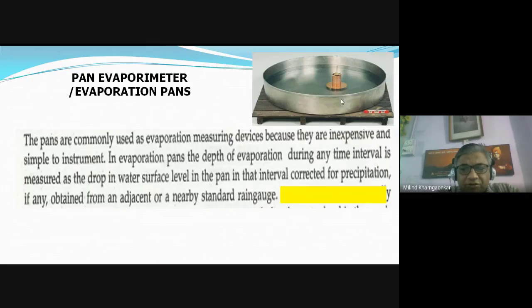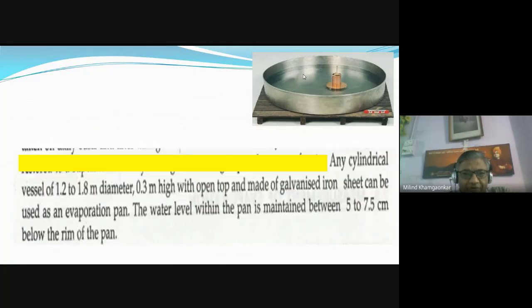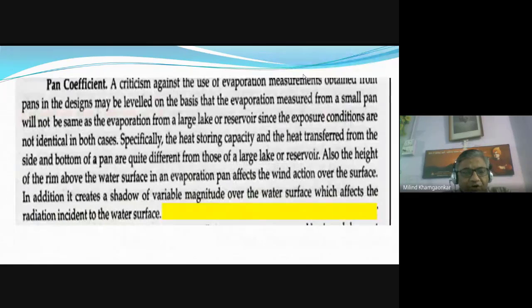They are nothing but a container, like a cylindrical container, about 1 to 1.5 meters in diameter and about 0.25 to 0.30 meters in depth. It is either kept adjacent to the reservoir or in the meteorological stations. The water is poured into this, and the depth of water that has evaporated is measured with the help of a measuring gauge. This equipment is called the evaporimeter. There is one coefficient called the pan coefficient.